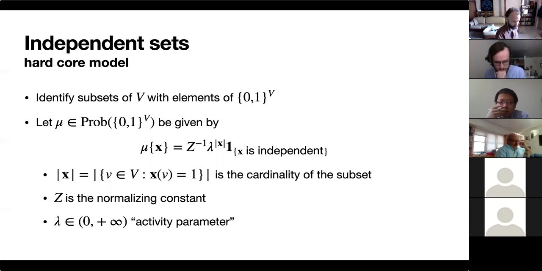So to get closer to the setting we were in before, instead of looking at subsets of V, we can look at labelings of the vertex set by zeros and ones. So 1 is in the subset, 0 is not in the subset. And we can define a measure mu on labelings of V, defined like this. Here, this absolute value of x is the cardinality of the associated subset of that labeling. Z is a normalizing constant, and lambda is a positive number called the activity parameter, or fugacity, I've also seen it called, if you like Latin.